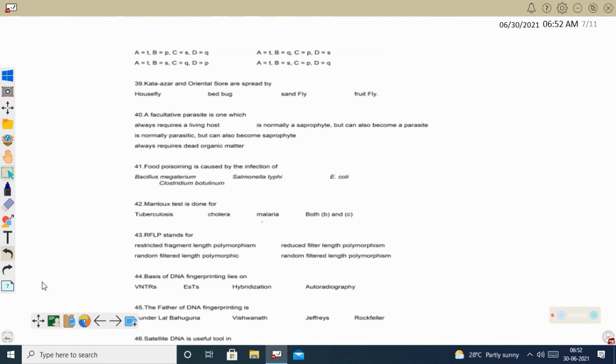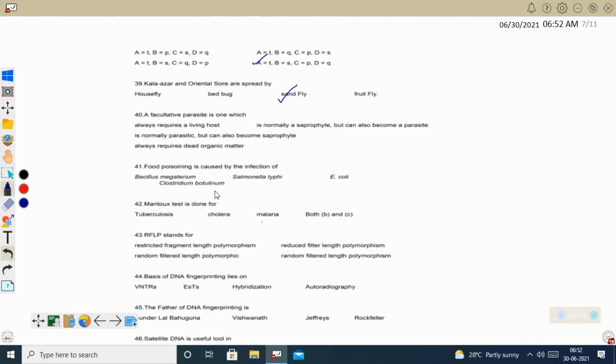Next question. Kala Azar and Oriental sore are spread by, Kala Azar is also called Dum Dum fever. Oriental sore is nothing but ulcerative lesions present in the skin. These two are caused by Leishmania, a flagellated protozoa. Two different strains of Leishmania cause these two different diseases. These two diseases are spread by the sandfly. Next question.